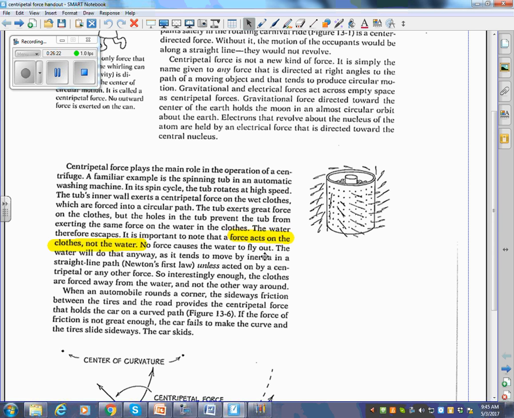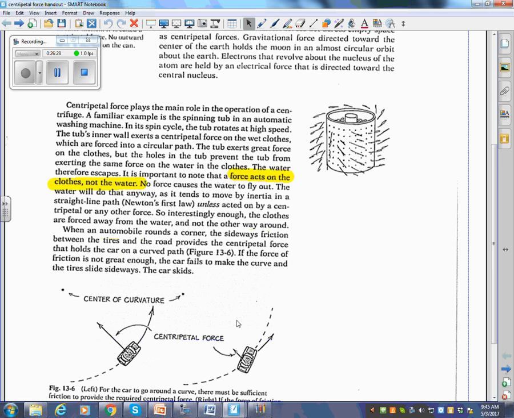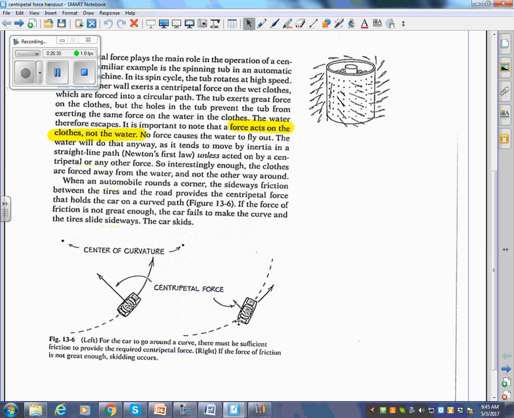When an automobile rounds a corner, the sideways friction between the tires and the road provides the centripetal force that holds the car in a curved path. If the force of friction is not great enough, the car fails to make the curve and the tires slide sideways and the car skids. And we went through that when I did the answers.